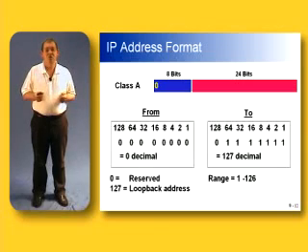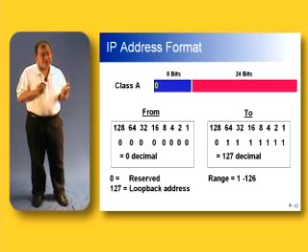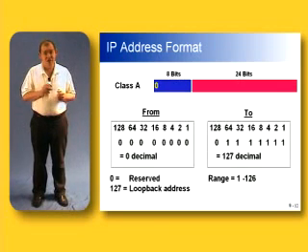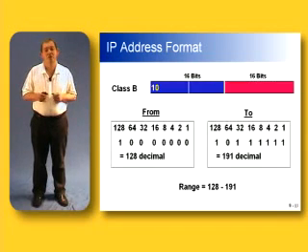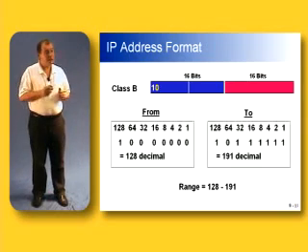So we've got 126 Class A networks, but that's helpful to us. It means that whenever you see an IP address which starts from anywhere between 1 and 126, it's a Class A address, and that means that the first 8 bits are network and all the rest of the address is host. Okay, how about Class B then?